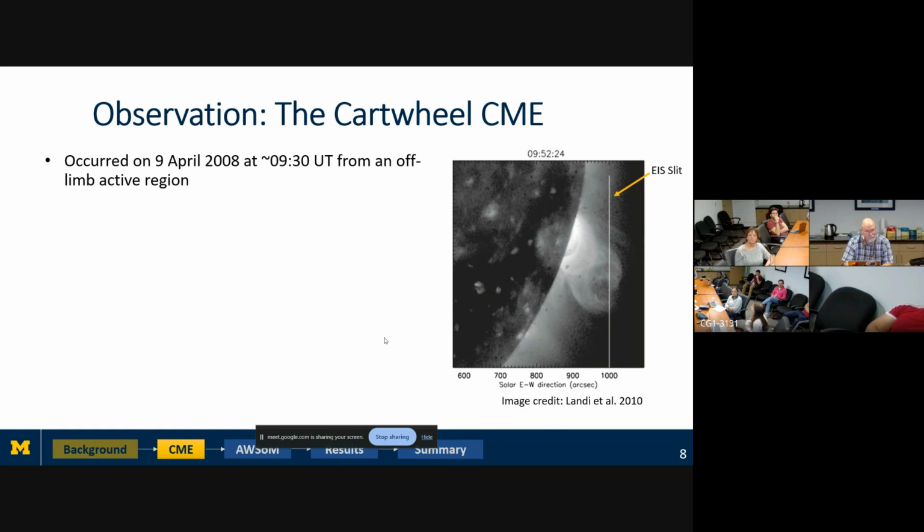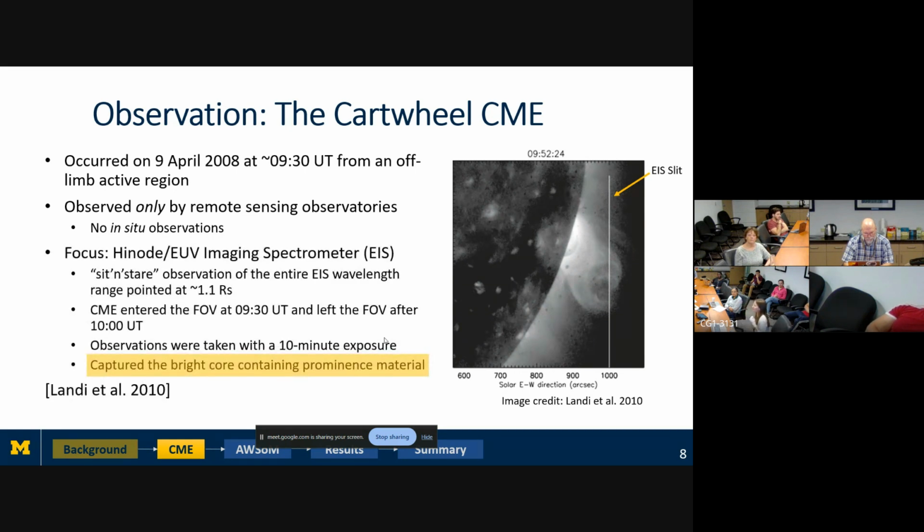This is considered to be a traditional three-part CME. So this goes back to what I was saying very early on, that, for the sake of this discussion, the three-part CME is a great discussion of the structure. This event was not observed by any in situ observations. We only have remote sensing observations, but we have really nice remote sensing observations.